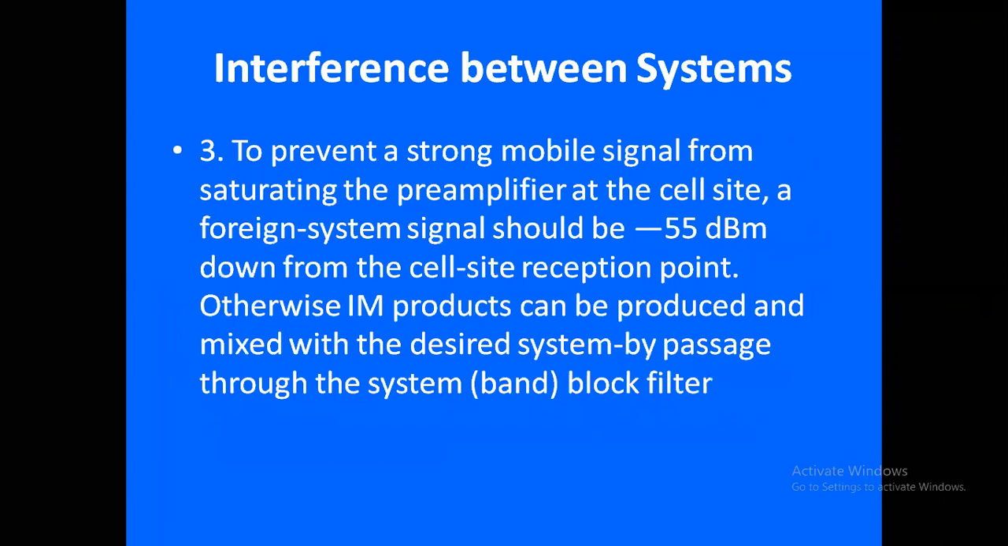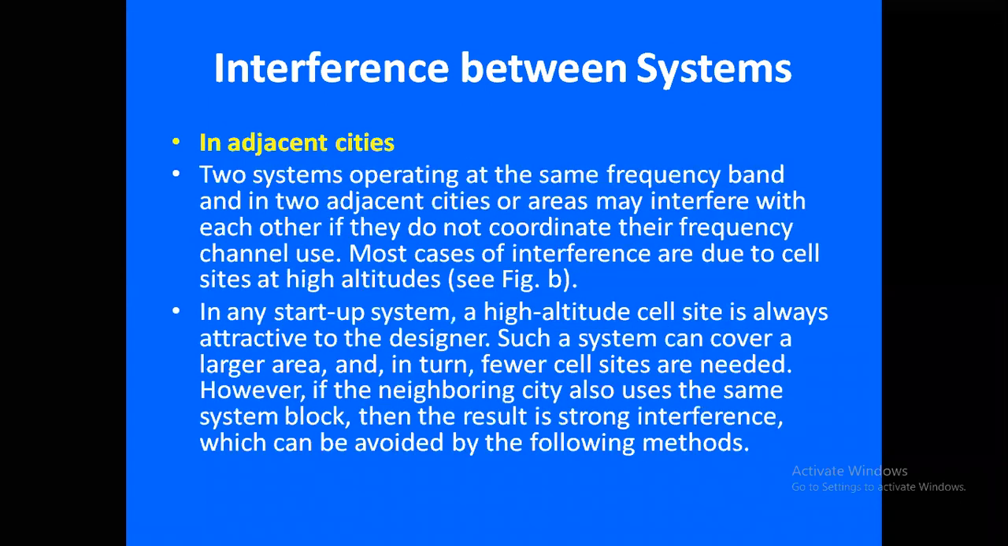Next, to prevent a strong mobile signal from saturating the preamplifier at the cell site, a foreign system signal should be minus 55 dBm down from the cell site reception point. So there should be a minus 55 dB separation between a foreign system and the cell site reception point.